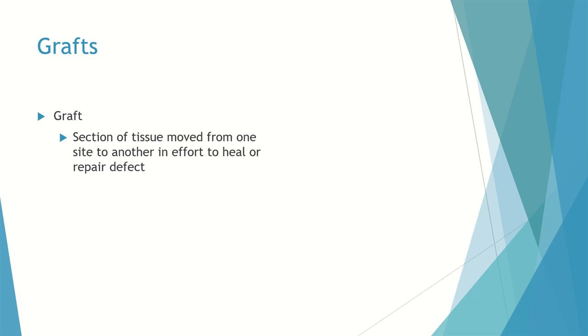Grafts. This is a section of tissue moved from one site to another in an effort to heal or repair a defect. So for example, I'm going to use a Mohs surgery example. The patient came in with a skin cancer on his nose, and after they cut out the skin cancer, they took a piece of skin from under his arm, kind of like the little flabby area. It was the only thing that really had the same skin tone because he liked to work outside a lot. They put it on his nose, so that's classified as a graft. They moved tissue from one site to another.